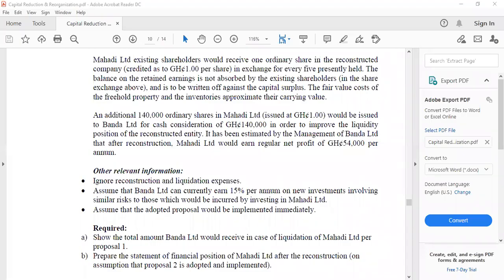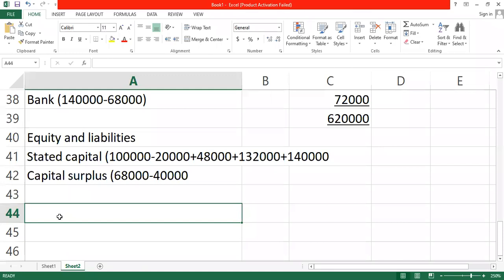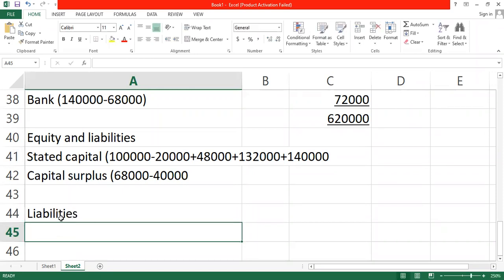So we are done with the additional information. Okay. So let's come to liabilities.